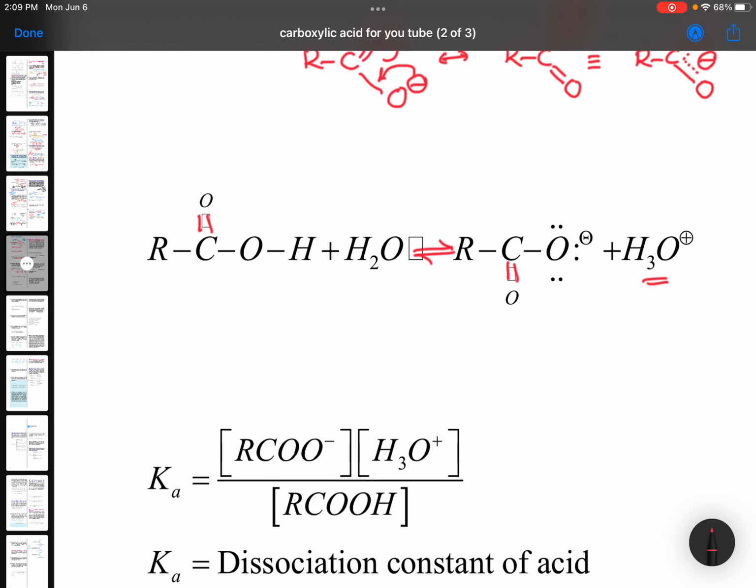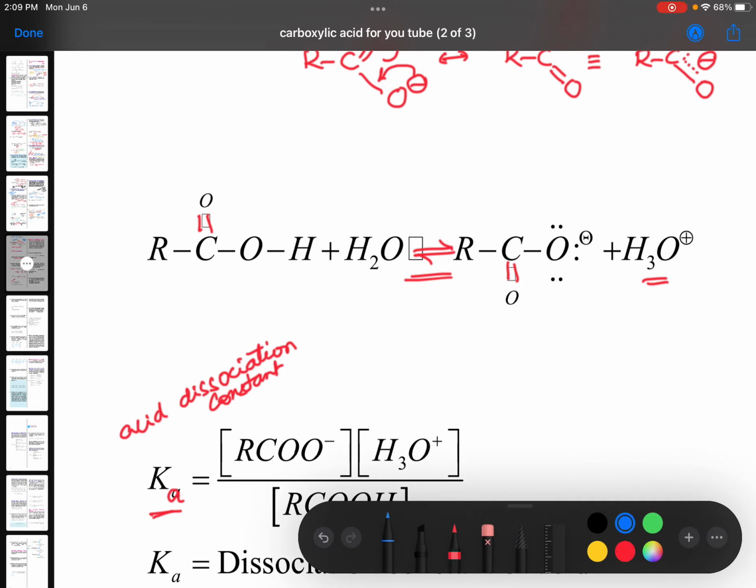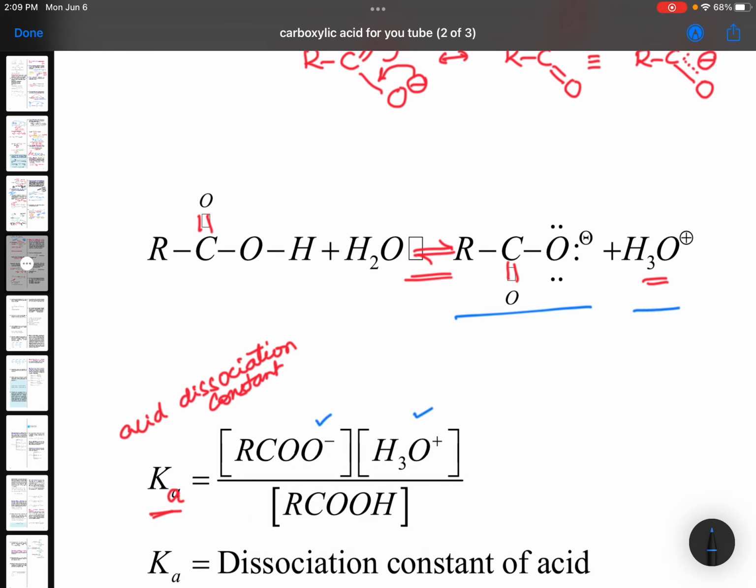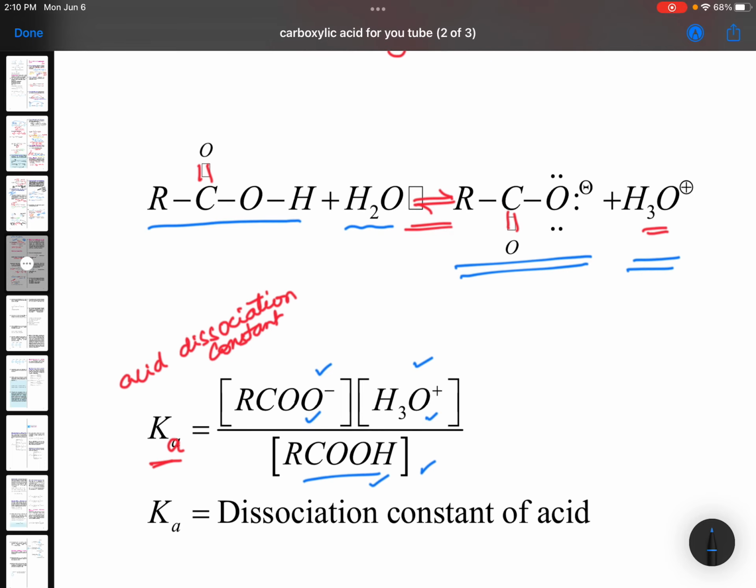If you write the dissociation constant Ka, the acid dissociation constant, it is written like an equilibrium constant because equilibrium is established here, as this is a weak acid. So RCOO minus and H3O plus, concentration of products over concentration of reactants, divided by RCOOH. Water we are not taking because water is in excess and its concentration won't change. So Ka equals RCOO minus times H3O plus divided by RCOOH concentration, where Ka is called the acid dissociation constant.